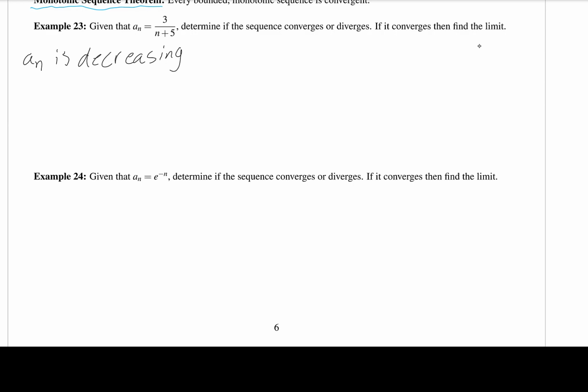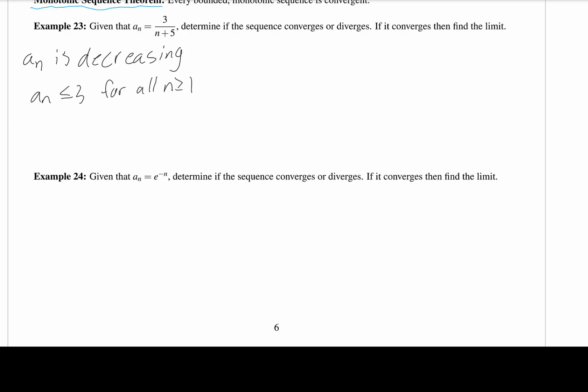I can also say that every term is going to be less than or equal to 3. A sub n is less than or equal to 3 for all n greater than or equal to 1. Right? Because if I plug in 1, that's the smallest that our denominator is going to be, which means that's the biggest this fraction is going to be. And plugging in 1, we'd get 3 over 6. So that means our terms are never going to get bigger than 3 over 6. So they'll certainly be less than or equal to 3. So now I have an upper bound.